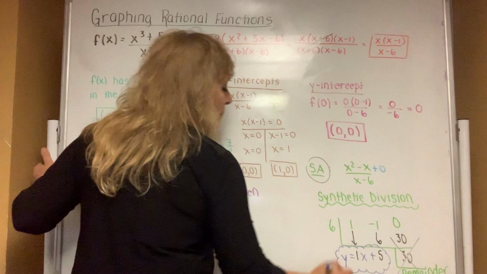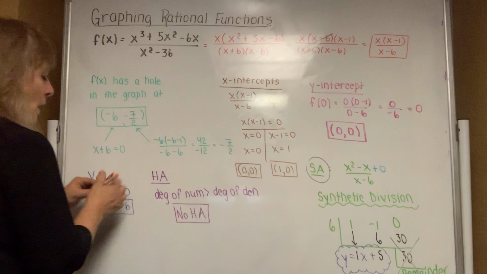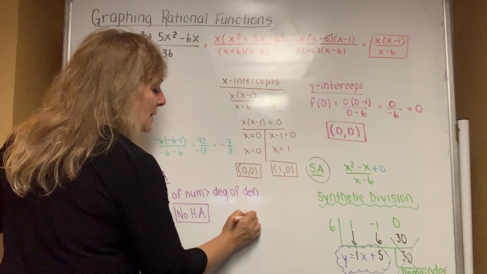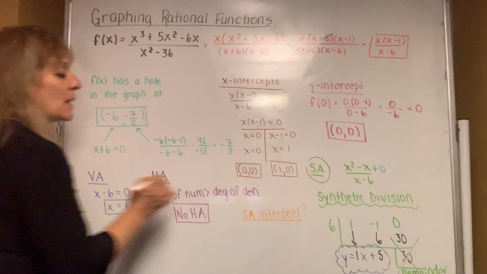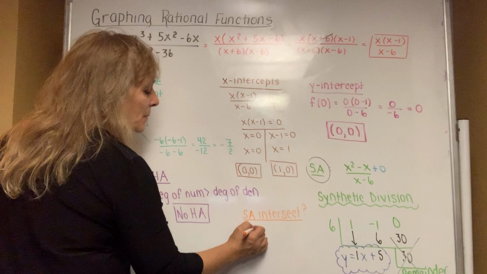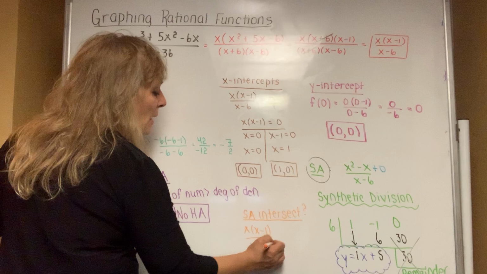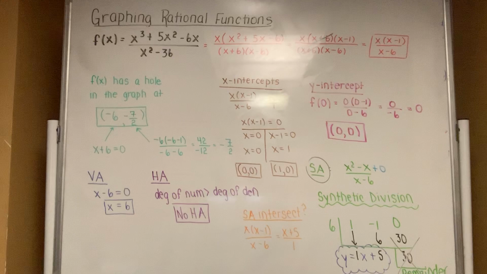Okay, so I ran out of room on the board, but I think I can fit the information that I need to fit before I erase everything. So my question is going to be, does f of x intersect the slant asymptote? So I'm going to write down slant asymptote intersect, and I'm just going to put a question mark because it's something that I have to answer. So you take the function, the reduced version, x times x minus 1 over x minus 6, and you set it equal to the slant asymptote, x plus 5. And then yes, you have to cross multiply, which requires a little bit of work.